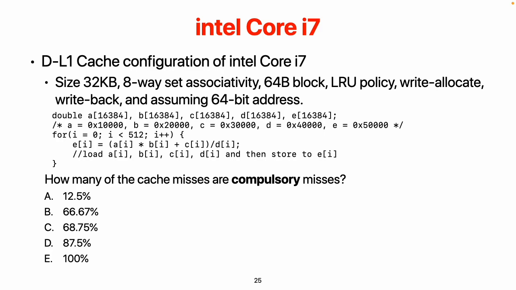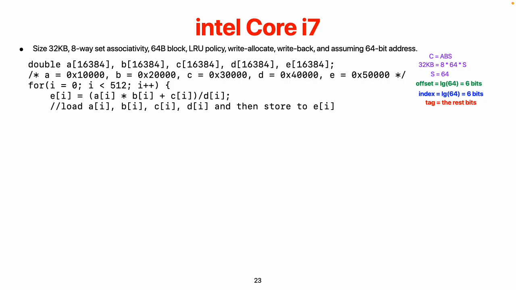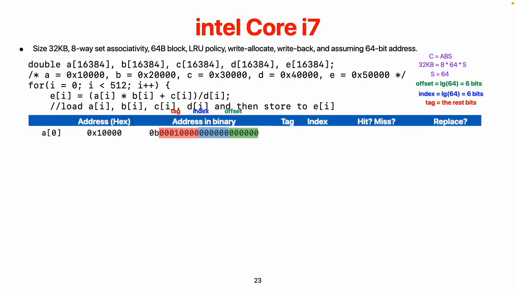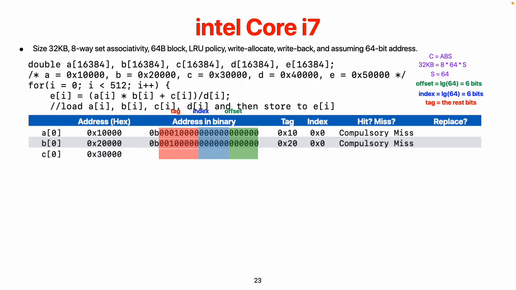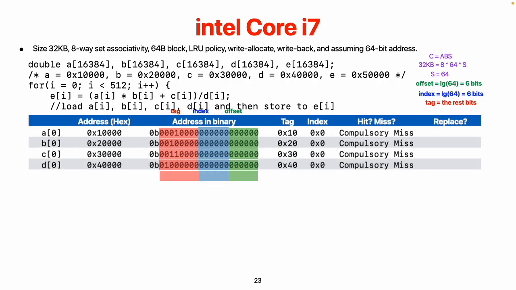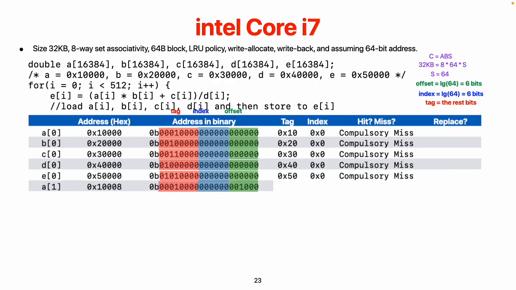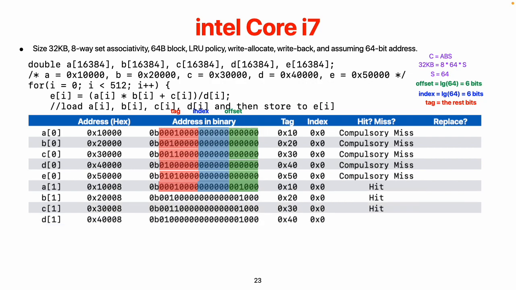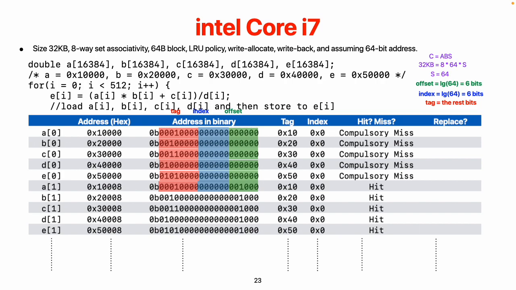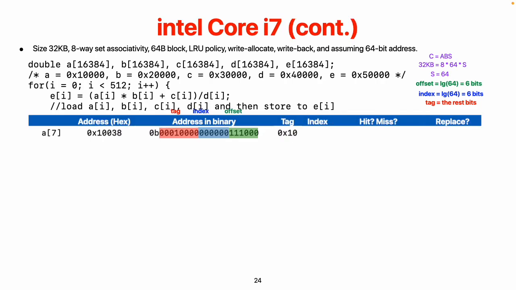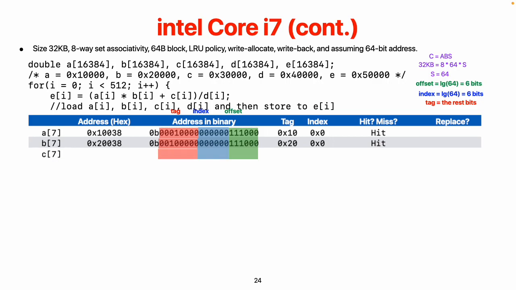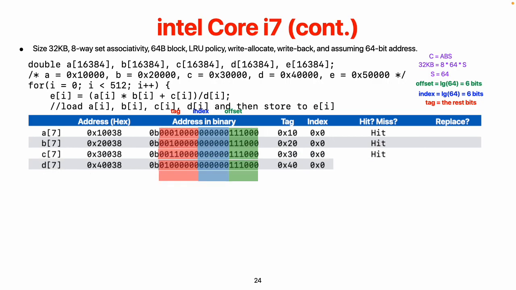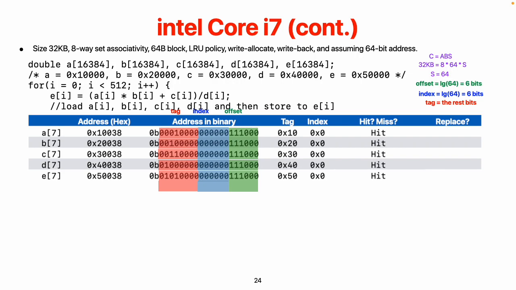All of them, right? So if you go back and look at that, compulsory miss, compulsory miss, compulsory miss, compulsory miss, you all agree, right? It's a hit. It's all hit. Still a hit. Still a hit. Still a hit. What type of miss is this?